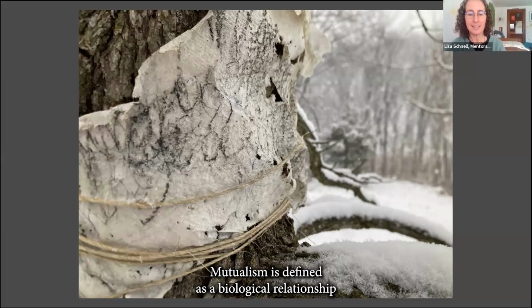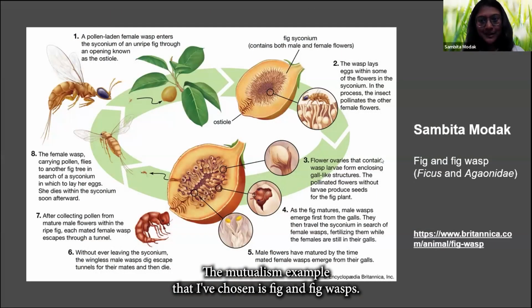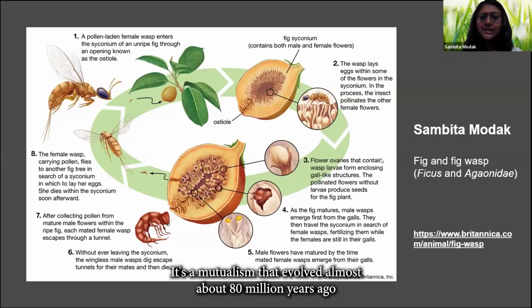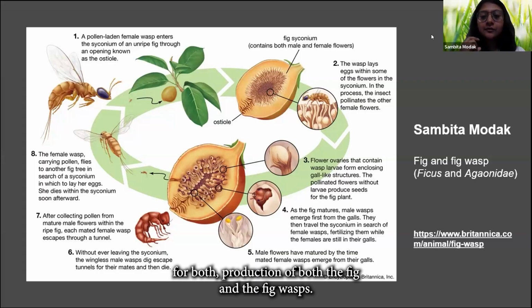Mutualism is defined as a biological relationship shared between life forms in which all the participating organisms benefit and may even depend upon each other for survival. The mutualism example that I've chosen is fig and fig wasp. It evolved about 80 million years ago, and it's an obligate mutualism, which means this relationship is vital for the reproduction of both the fig and the fig wasps.